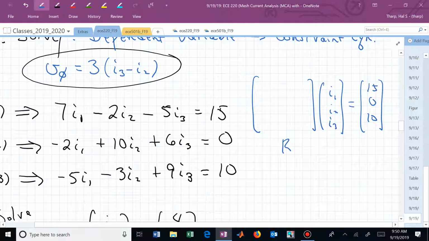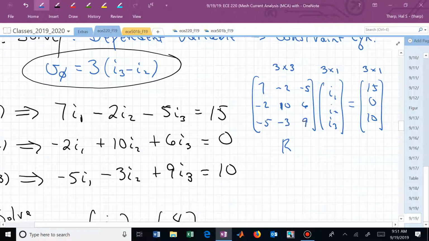This is 3 by 1 to produce a 3 by 1, and this is going to be a 3 by 3 matrix. And the entries in that will be 7, minus 2, minus 5, minus 2, 10, 6, and minus 5, minus 3, 9. That's Ohm's law in matrix form.